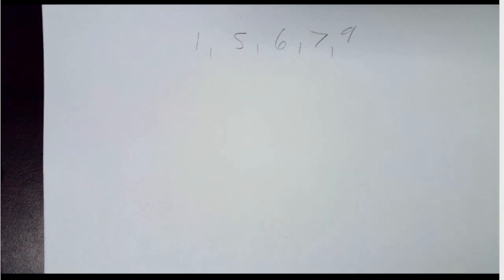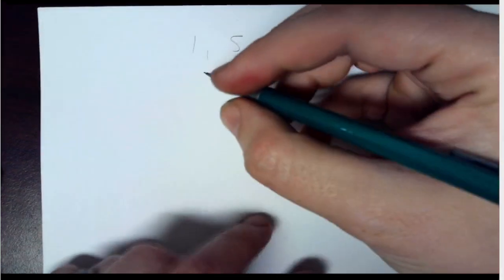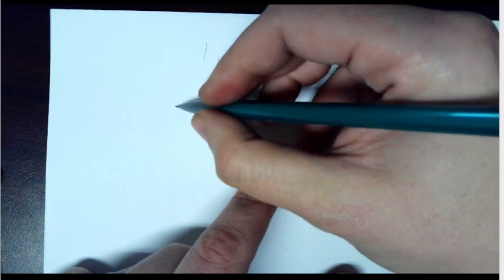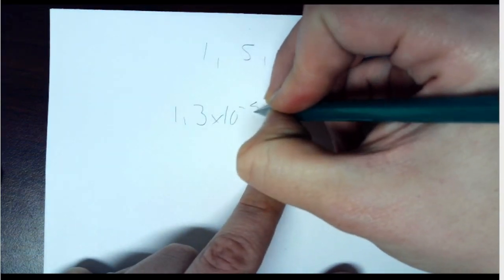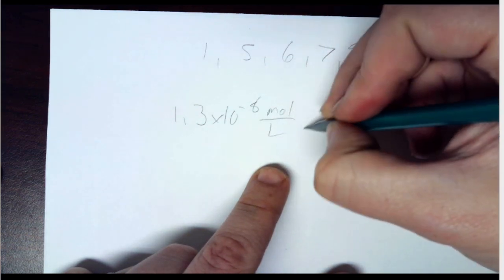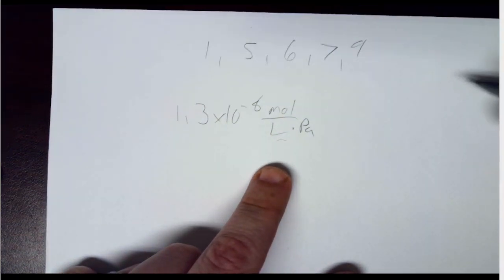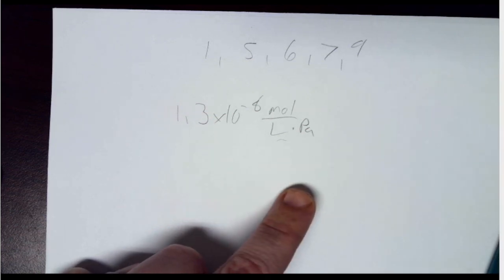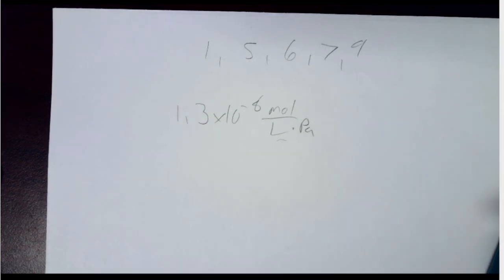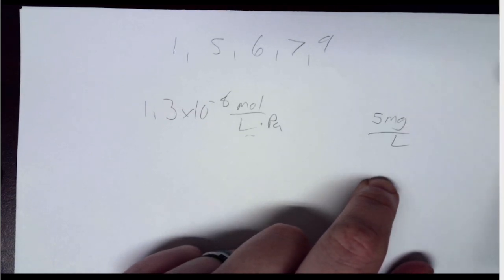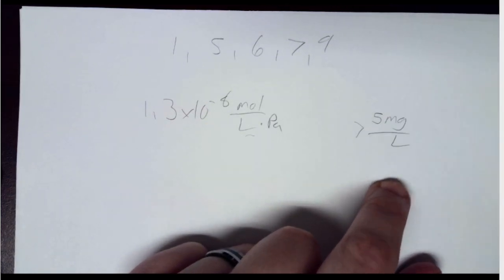So, starting with problem 1, given that Henry's law constant, or K sub H, for oxygen in water at 25 degrees is 1.3 times 10 to the negative 8th moles per liter per pascal. Explain why a biological oxygen demand value of greater than 5 milligrams per liter is indicative of contaminated water. So we need to figure out why it is bad when we have a biological oxygen demand greater than 5 milligrams per liter.